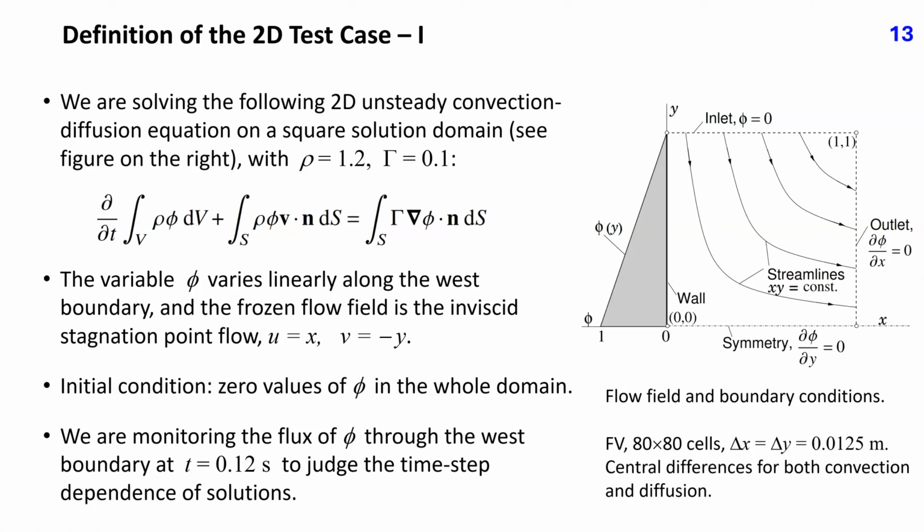Finite volume method is used for space discretization, and central difference approximations are used for both convection and diffusion fluxes. In addition to the research code, the SimCenter Stasisian Plus software from Siemens was also used. To judge the time step dependence of solution, we are monitoring the flux of phi through the west boundary at t equals 0.12 seconds.